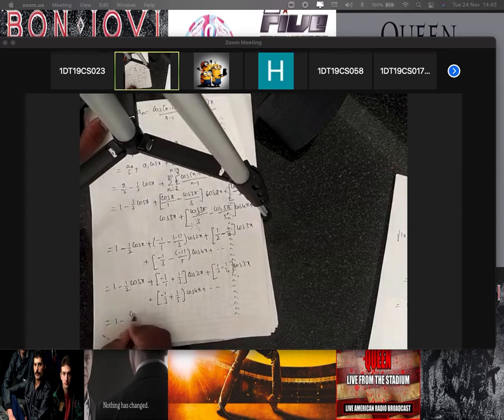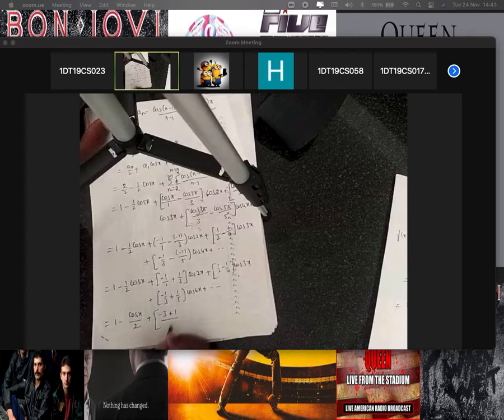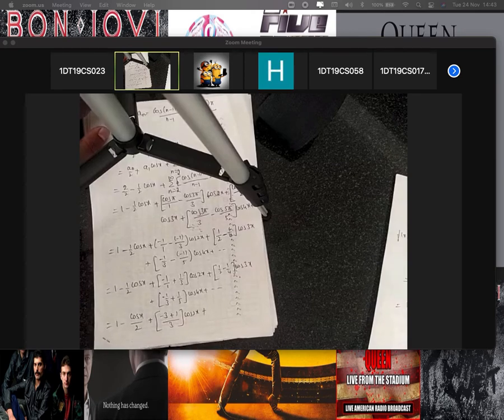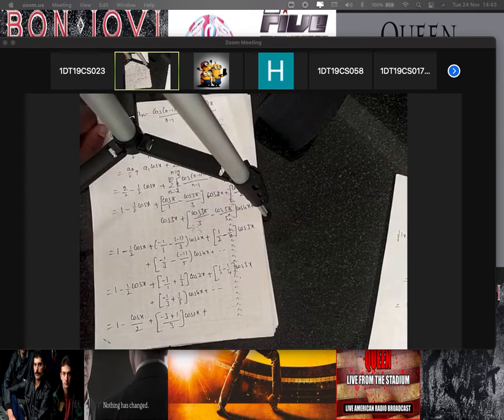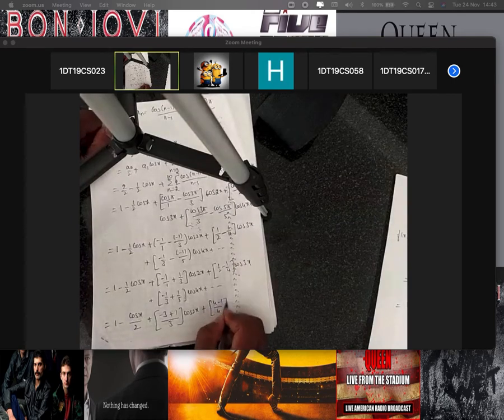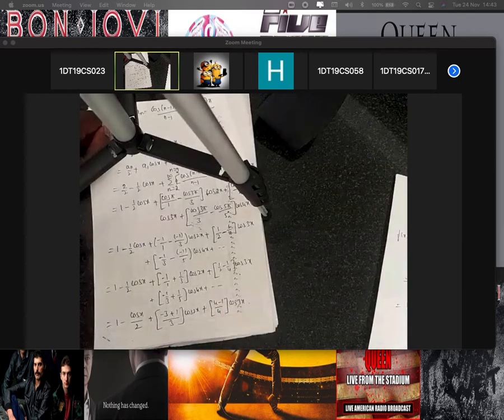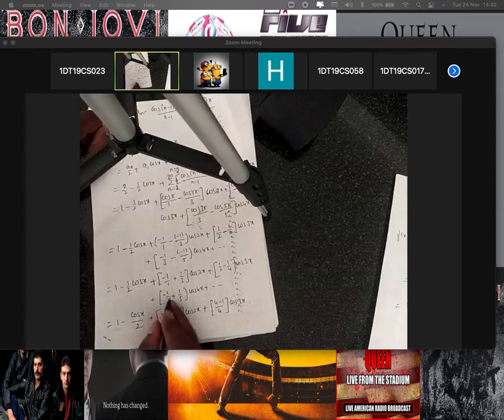1 minus cos x by 2 plus, what is the LCM here? Minus (3 plus 1) divided by 3, cos 2x plus, what is the LCM here? 4 minus 1 by 4 cos 3x plus, what is the LCM here? 15, minus 5, 2 by 5 cos 4x. It will continue.